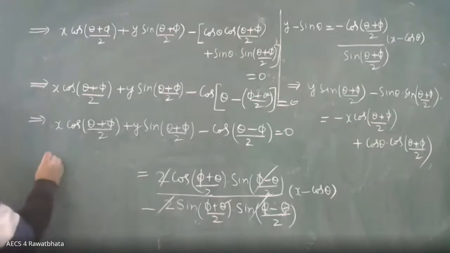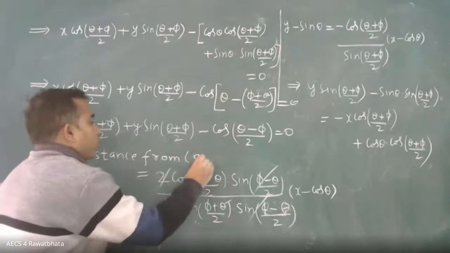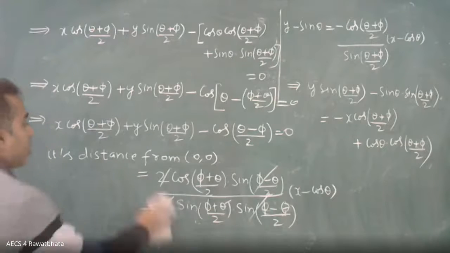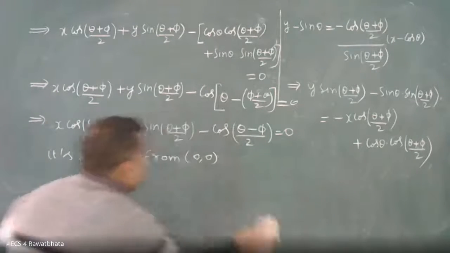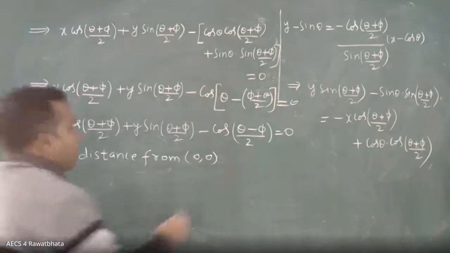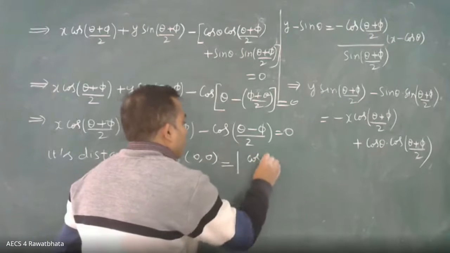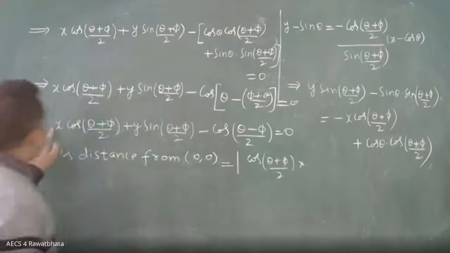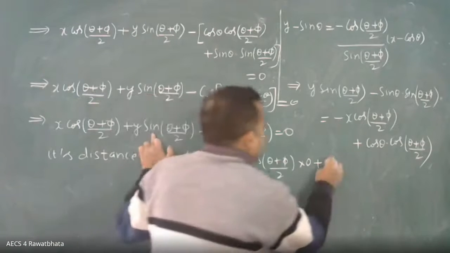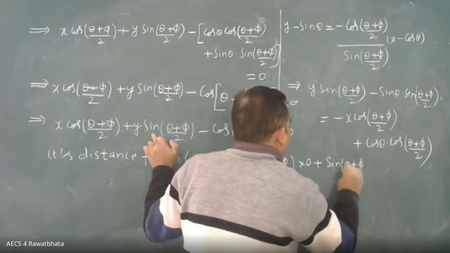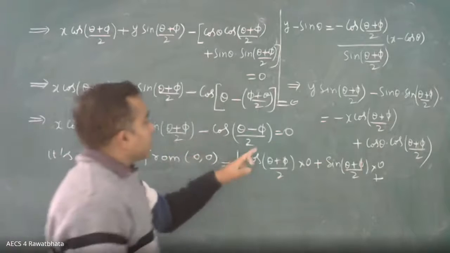Okay, now distance, it's distance from 0, 0. Apply that formula, ax1 plus by1 plus c upon root of a square plus b square. So it will be equal to magnitude of ax1. A is cos theta plus phi whole upon 2 into, in place of x, x coordinate will come, means 0, plus by1. B is sin theta plus phi whole by 2 into y1 is y coordinate, 0 will come, plus c. C is minus cos theta minus phi whole by 2.